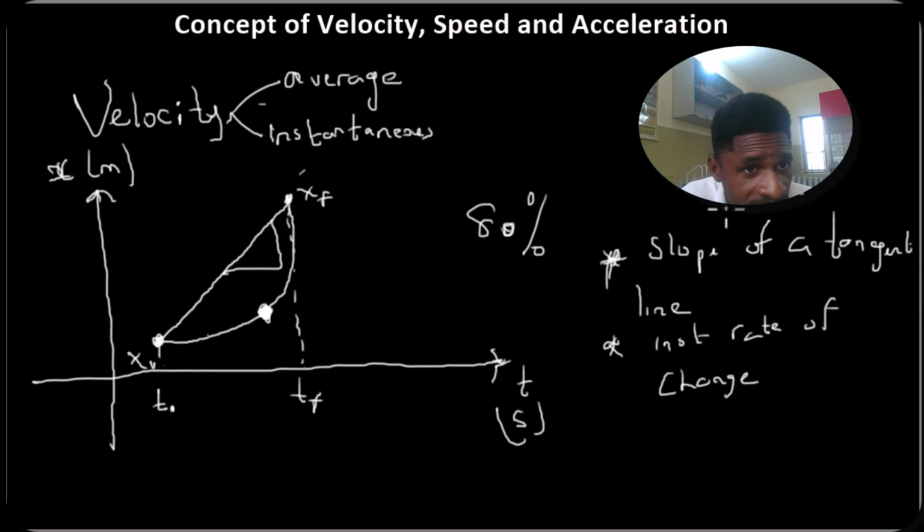The definitions are quite similar. For average, we say it is the average rate of change. For instantaneous, we say it is the instantaneous rate of change of position with respect to time. Now, quickly, let's come to our graph.